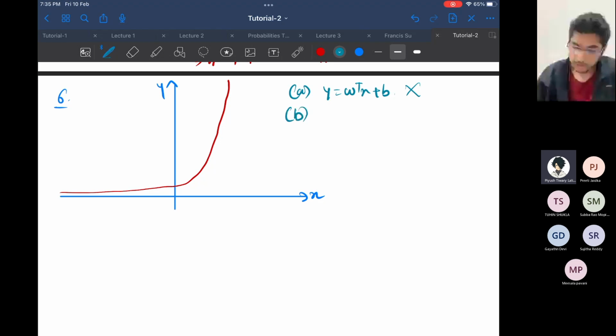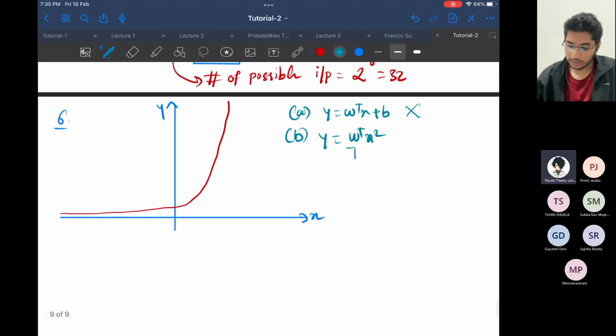Coming to the second option, y is equal to w transpose x square. So what will w transpose x square look like? Think of it in one dimension, right? So w is, let's say, a constant, like 1. So y is equal to x square kind of thing.